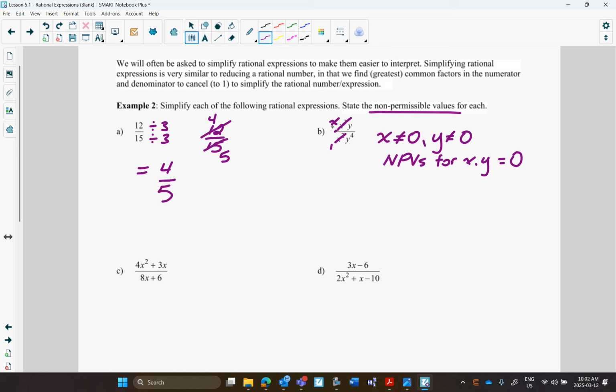Now I can reduce the y's. What's the maximum number of y's I can divide? 1. Right, so y divided by y is 1. Y to the 4th divided by y is y to the 3rd. Y to the 4th divided by y is the same as y to the 4th divided by y to the 1st. So I've got x times 1, x, and on the bottom I've got 1 times y to the 3rd, y to the 3rd. We're done.